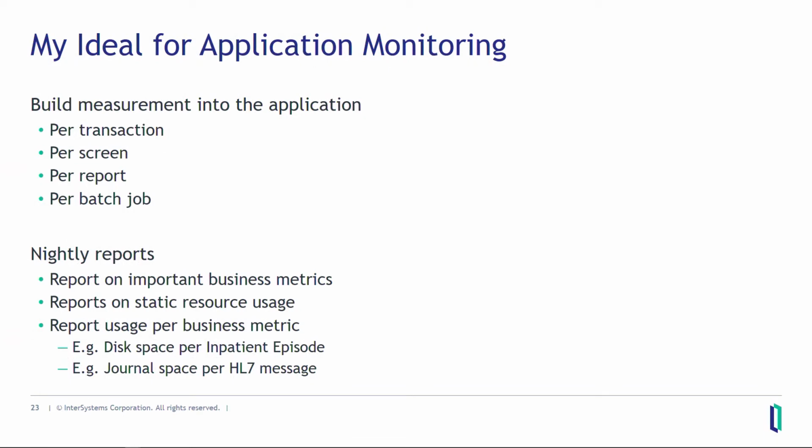Ideally, you build the measurement into the application. You put measurement hooks per transaction, per screen, per report, per batch job, whatever is relevant to the application you're building, designing, and installing and selling to a customer. Nightly reports should be gathering information into a similar nice, easy, queryable format, rolling up those daily details, those transactional details maybe, looking at important business metrics, maybe running some SQL queries to identify the number of hotel rooms booked today, the number of widgets sold today, the number of inpatient episodes, the number of outpatient episodes, the sort of thing that you can quantify by running SQL against the application database and saying, yeah, this is what we've done today.